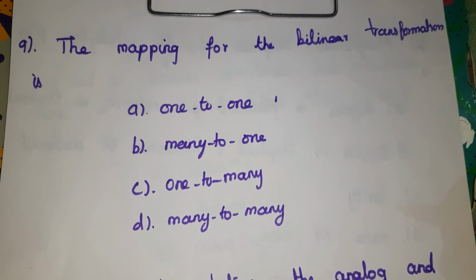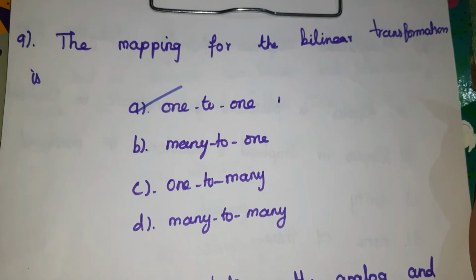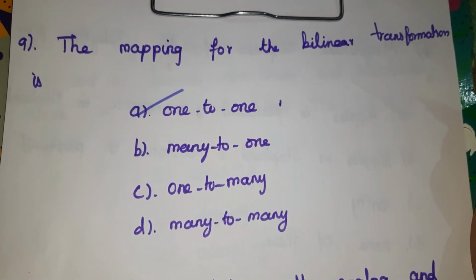Ninth question, the mapping for the bilinear transformation is one to one. So here the answer is A. The mapping for the bilinear transformation is one to one. A is the answer.